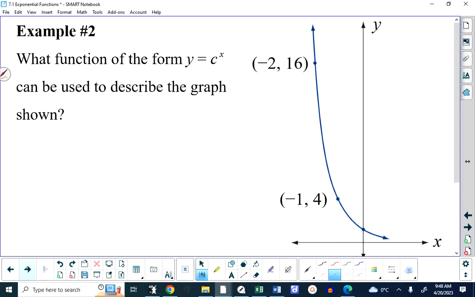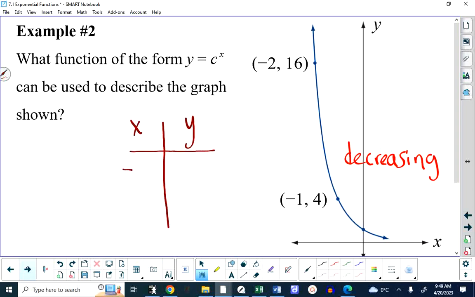Another thing you could look at is, since this is, I hope you would agree, a decreasing exponential function, left to right, it's always left to right, that c must be a number between 0 and 1. And how many of you see that c is equal to a quarter? It's pretty obvious. If I were to put these data points into a table of values, I go from -2 to -1, and y goes from 16 to 4.